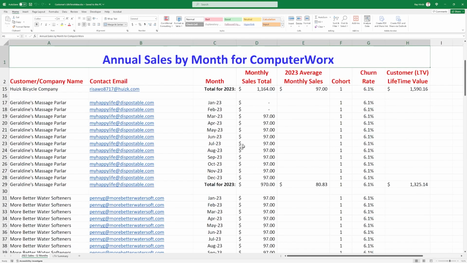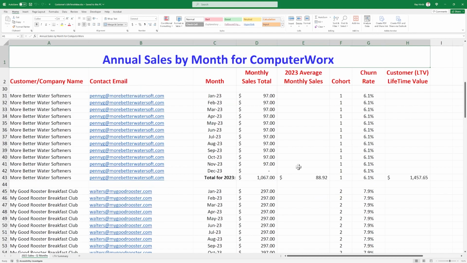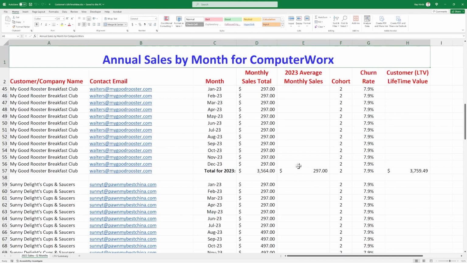And so you can see I've got others here, and this second customer is still in cohort 1, but they started in March and didn't have a whole year, so their average monthly sales was lower, and consequently their customer lifetime value, their expected value per year over time, unless things change of course, is $1,300. And you can see each one of these has a different one.